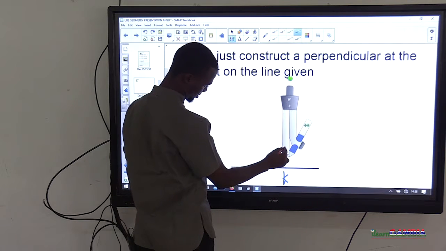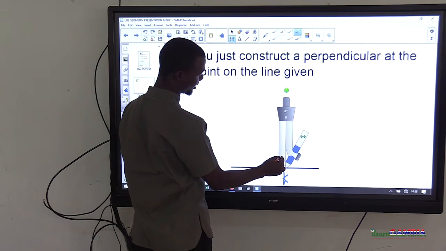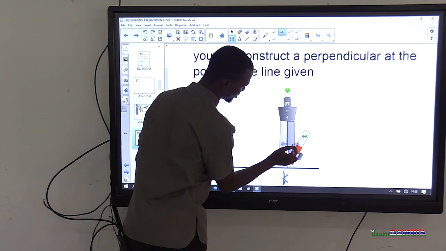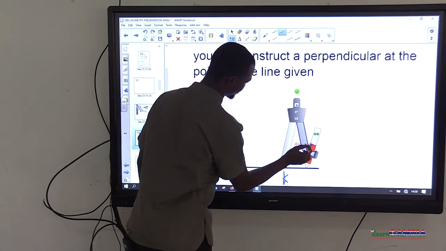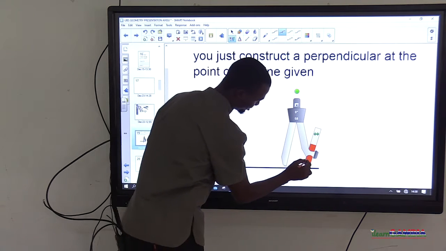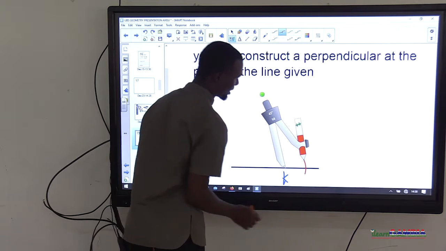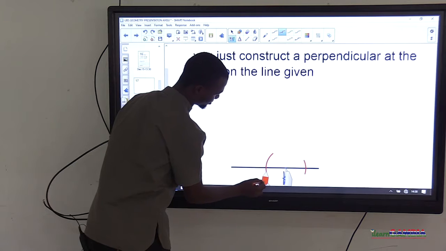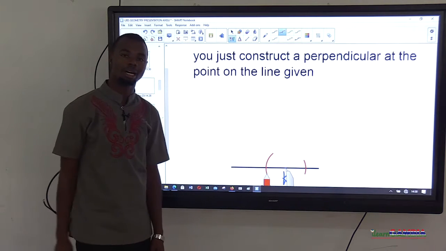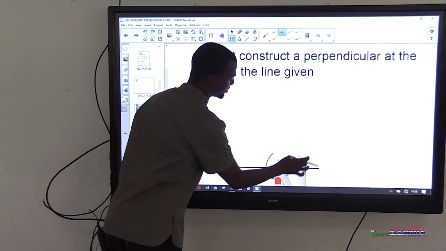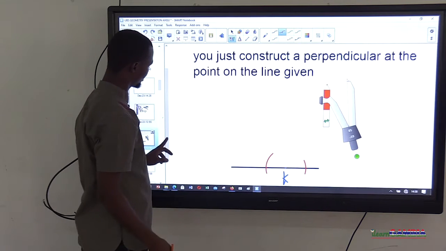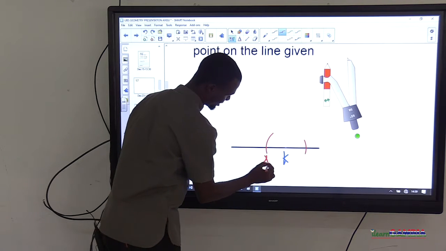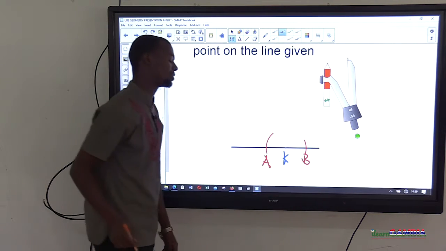So to do that, we stand on the point K. You can remember, how do we construct perpendicular lines? Open to any convenient radius. Mark off, draw arcs on the line. We have drawn arcs on the line. So we label these points A and B.